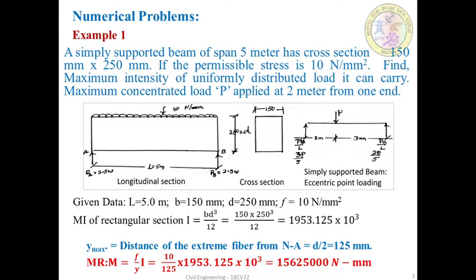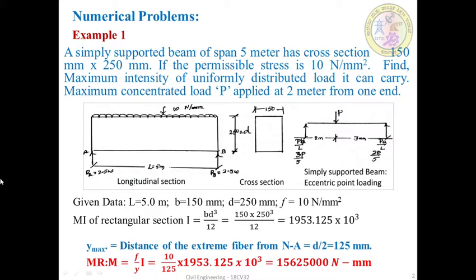The first case is referring from the statement of the problem. For the given beam section, we have to find the UDL as well as the concentrated load for the condition that the permissible stress in that beam section is 10 Newton per millimeter square. The first case is for the uniformly distributed load and the second case is the eccentric point loading.